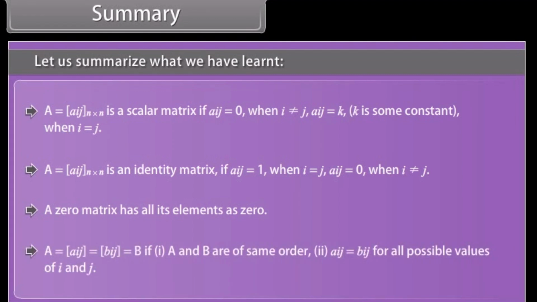A is equal to B if A and B are of the same order and A_ij is equal to B_ij for all possible values of i and j.